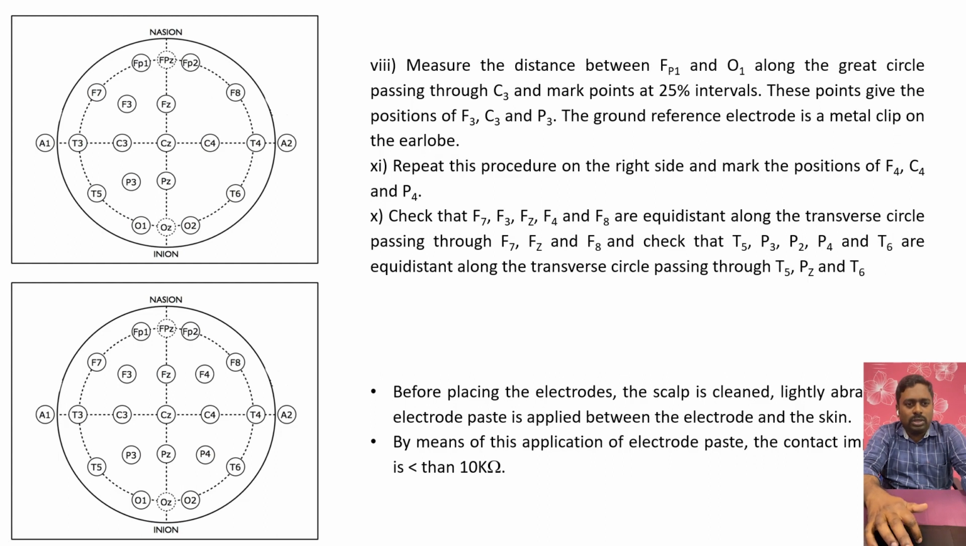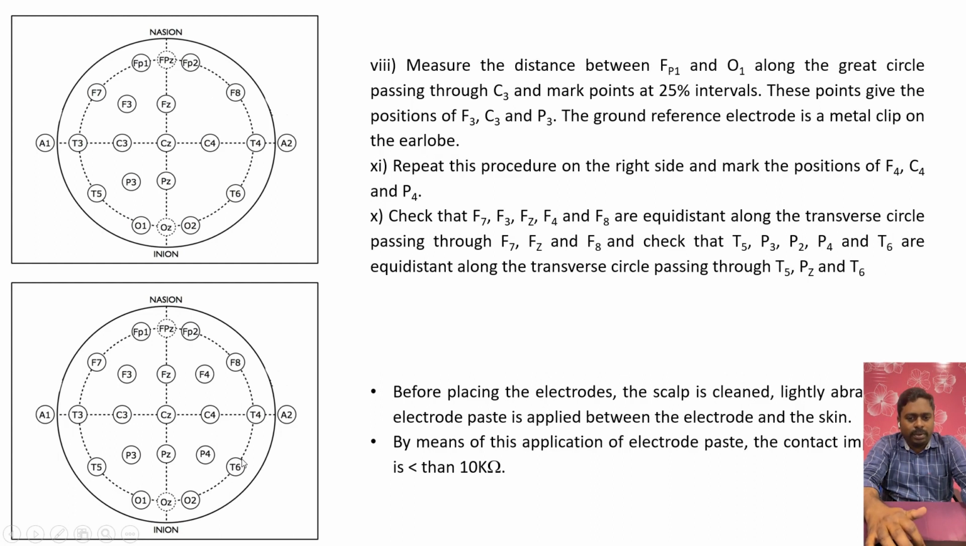Repeat these procedures on the right-hand side, then we may measure F4, C4 and P4. Now we check F7, F3, FZ, F4 and F8. These are equidistant along the transverse circle passing through F7, FZ and F8. And check the points T5, P3, PZ, P4 and T6. These are equidistant along the transverse circle passing through T5, PZ and T6.